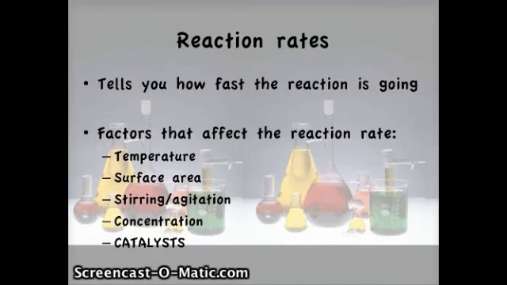Okay, so we're going to talk a little bit about reaction rates. Reaction rates tell you how fast the chemical reaction is going. There are several factors that affect the reaction rate. The first is temperature, the second is surface area, the third is stirring or agitation, the fourth is concentration, and the fifth and probably most important one is catalyst. We're going to talk about each of these a little more in depth.